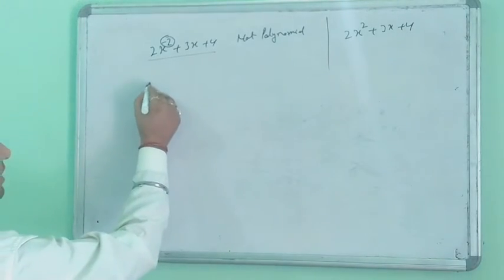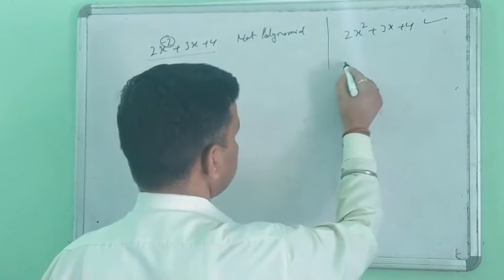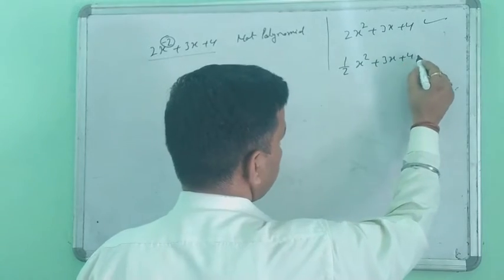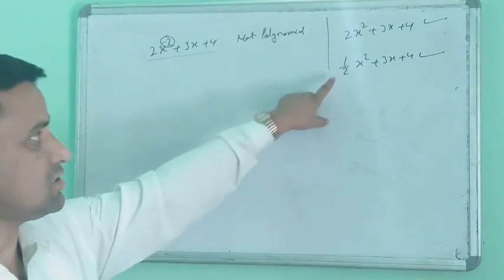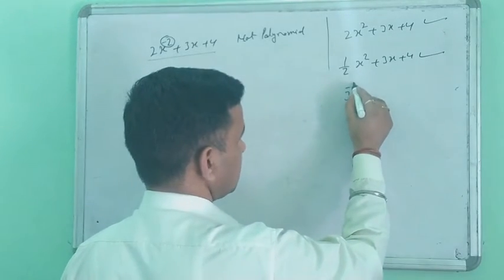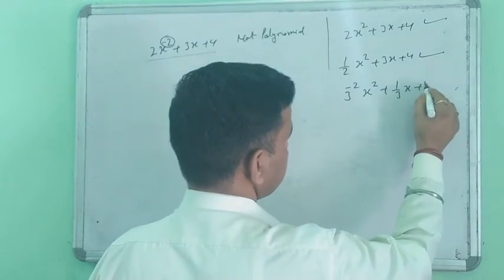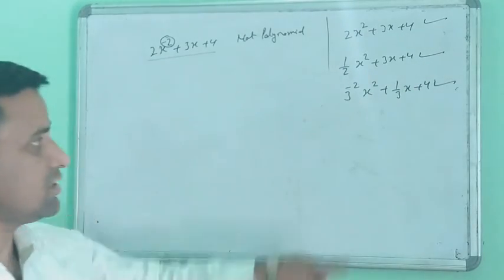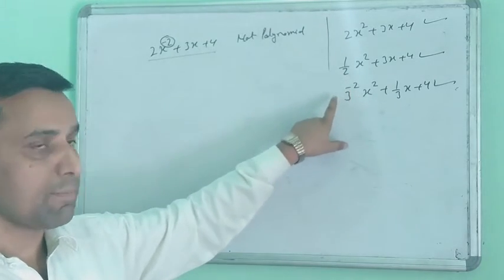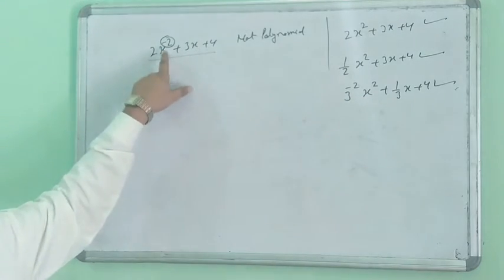Second thing, suppose you write in this form 2 exponent, this is the correct form. Suppose you write 1 upon 2 x square plus 3x plus 4, this is also correct form because this rule is not for the constant number. Suppose you write 3 exponent minus 3 minus 2 x exponent 2 plus 1 upon 3 x plus 4. This one is also a polynomial because the negative rule is not applied to the constant number. The negative rule applies only to variables. Second rule.